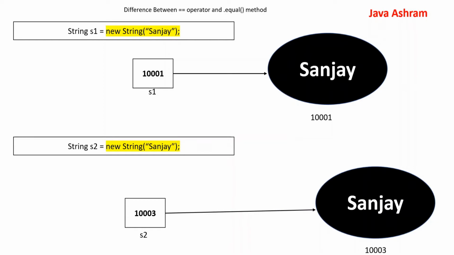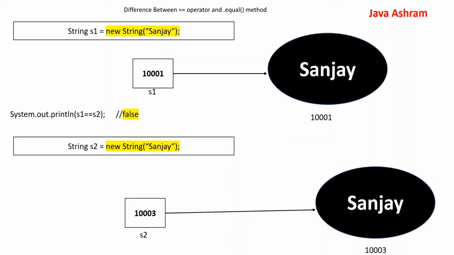Now if you are writing System.out.println(s1 == s2), we have understood that the double equal to operator means address comparison, the reference comparison. So s1's address is 10001 and s2's address is 10003. Both addresses are not the same. This is meant for address comparison, but these are referring to different addresses, not the same address. So this should return false.